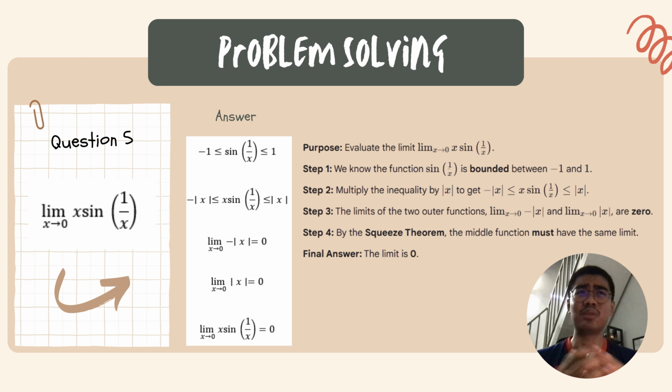Here is the problem. The limit as x approaches 0 of x times sine of 1 over x. At first, this looks difficult because the sine function oscillates. However, we can use the squeeze theorem.